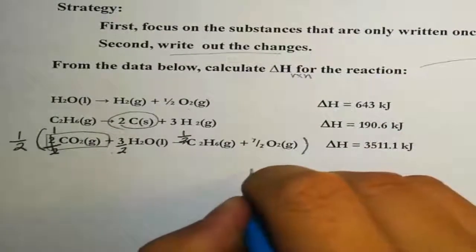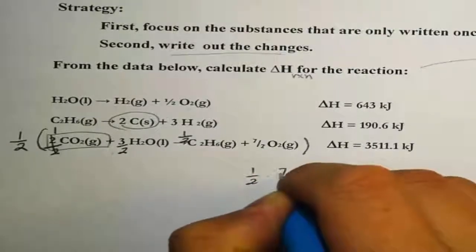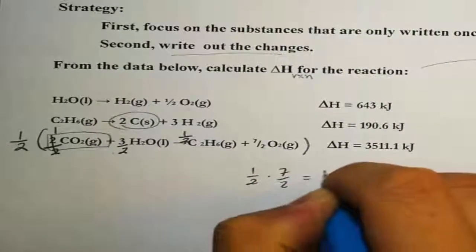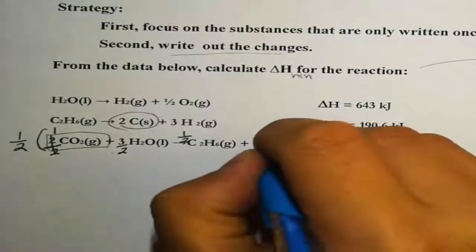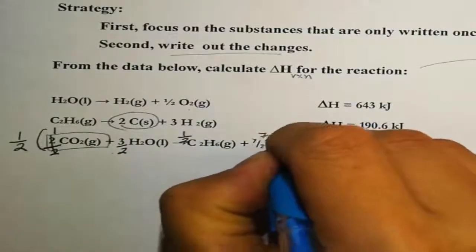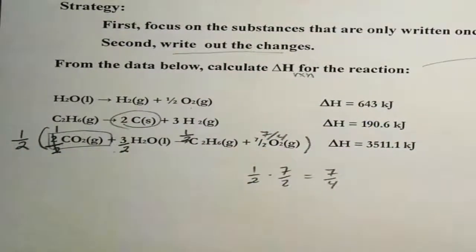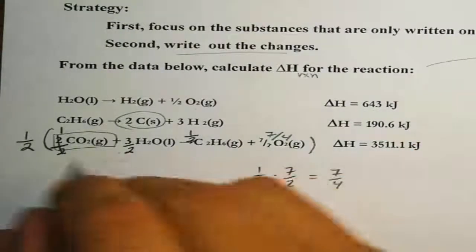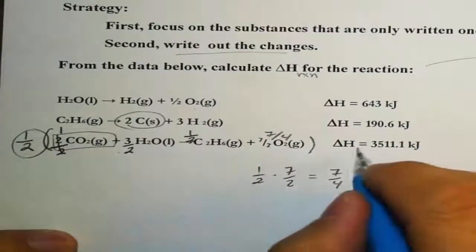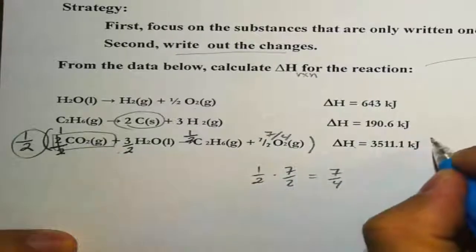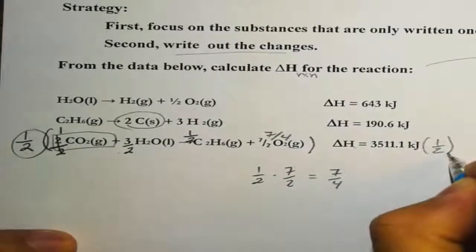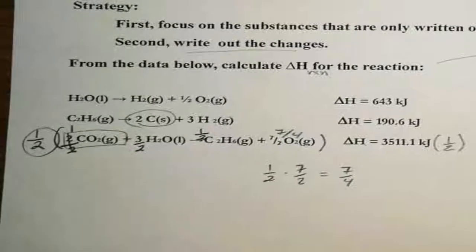What's 7/2 times 1/2? Let's show the math. 7/2 times 1/2 gives us 7/4. So we have 7/4 in that case, okay? In this case, we have to multiply whatever number is on our delta H right here, which we will multiply by 1/2 as well. See how that works?